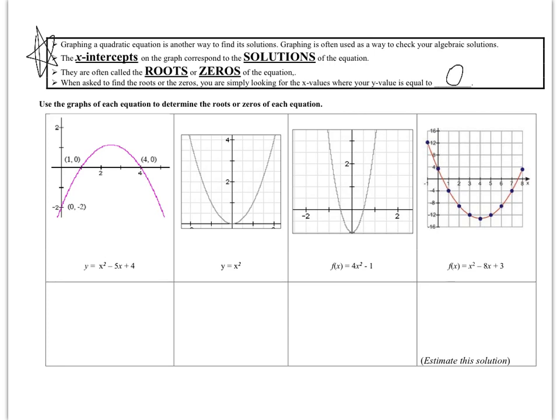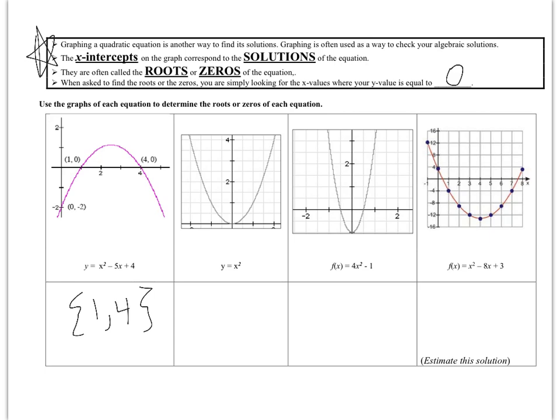So if I give you a graph and I say, what are the roots or zeros of this particular graph? This is the equation. This is what the graph looks like. The zeros are here: 1, 0 and 4, 0. Those are the roots, the zeros, the solutions, and the x-intercepts. All mean the same thing. So if I say, what are the zeros of these equations, you're going to give me the x-intercepts, and you can give them to me as just 1 and 4.